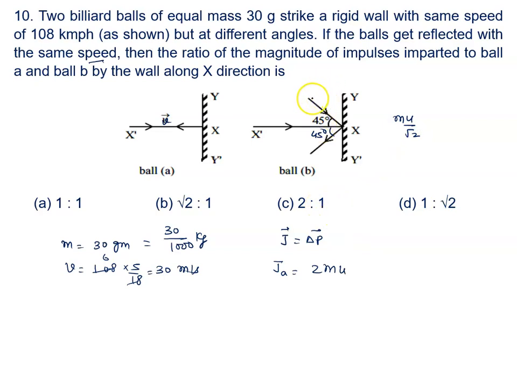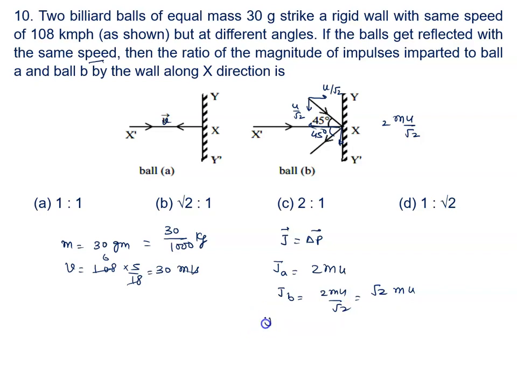Again listen. Initial momentum will have an x component and a y component. The x component of velocity is u cos 45 degree, so u by root 2. The y component is u sin 45 degree, which is also u by root 2. Similarly, for the final momentum, one is the x component, another is the y component. The y component will cancel out, only x will add up, and when you add it, it is given by 2mu by root 2. So impulse J for ball B in the same x direction is 2mu upon root 2, or we can say root 2 into mu.